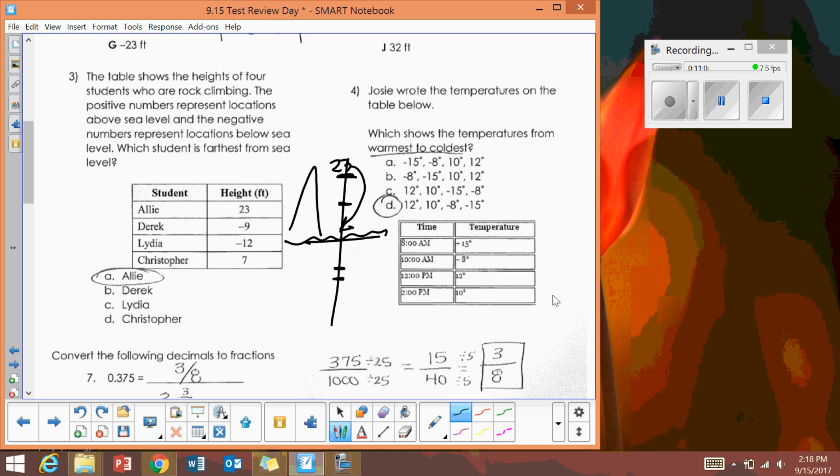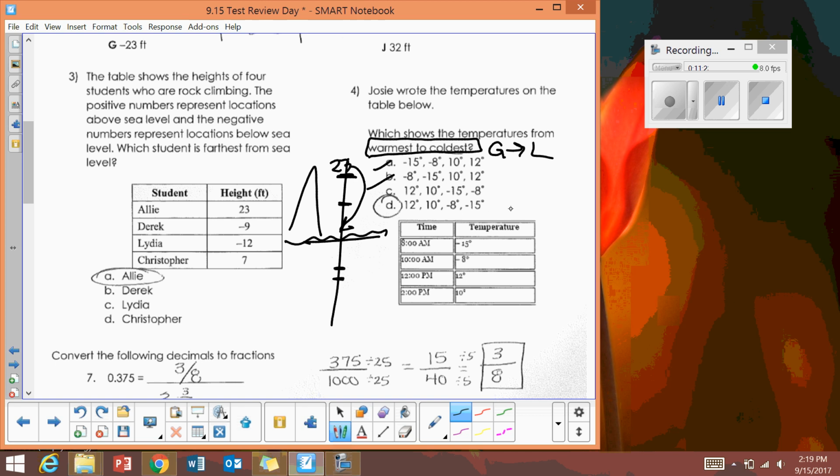Number 4, Josie wrote the temperature on the table, which shows from warmest to coldest. So this one's extremely important that we do warmest to coldest. That would be from greatest to least. So if you look here, A is from least to greatest. B is also least to greatest, kind of. So now we're looking at C and D.